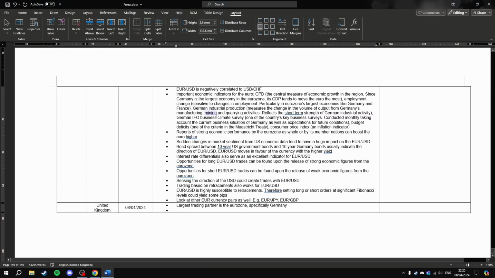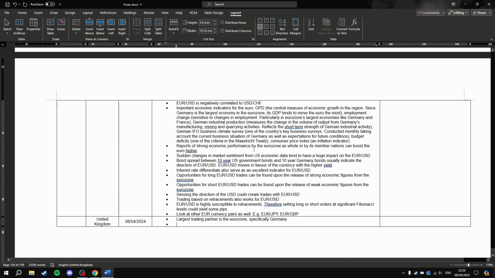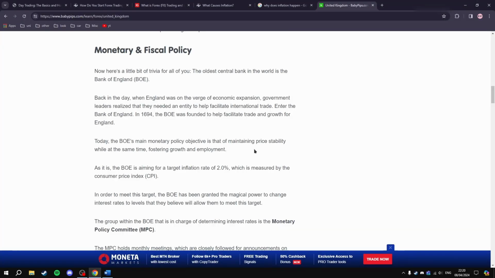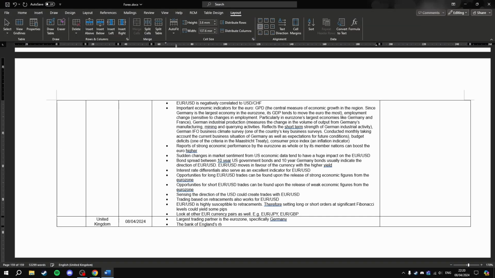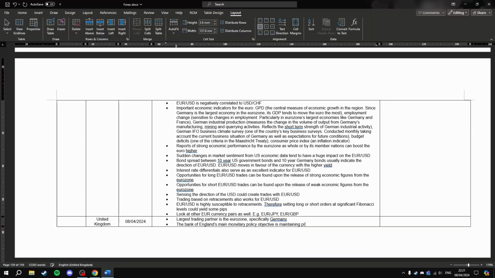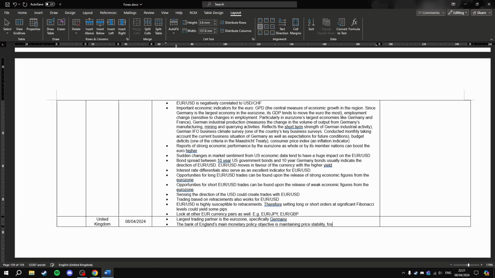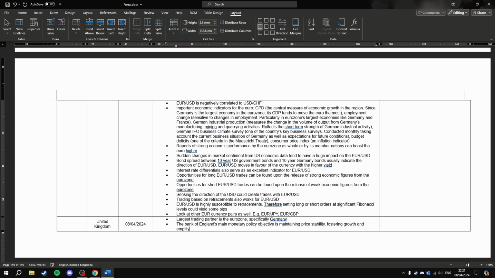So, the Bank of England's main monetary policy objective is maintaining price stability, fostering growth and employment.